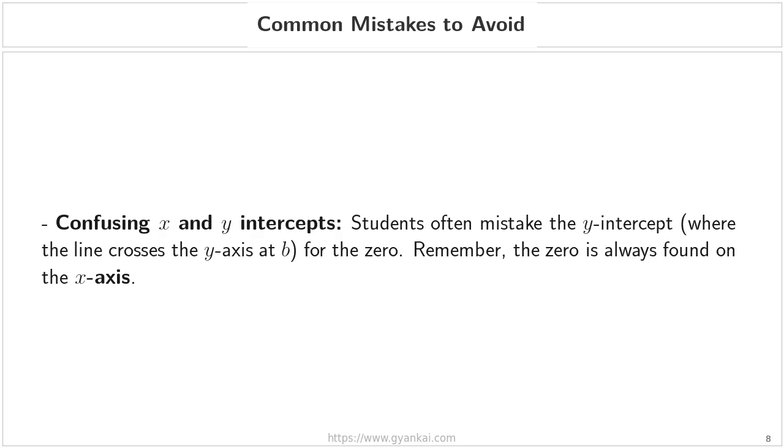First, be very careful not to confuse the x-intercept with the y-intercept. It is a very common mistake to look at the point where the line crosses the vertical y-axis, which, as we discussed earlier, is simply the value of b, and call that the zero. Always remember, the zero of the polynomial refers specifically to the value of x that makes the output 0. Therefore, the zero is always found where the graph intersects the horizontal x-axis.